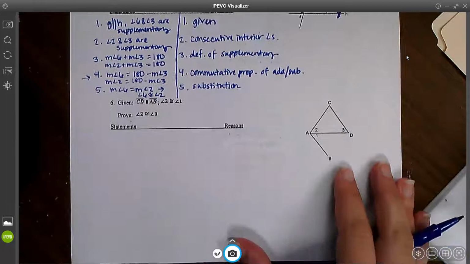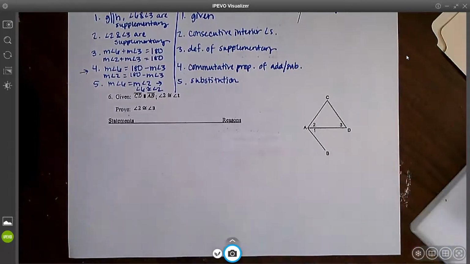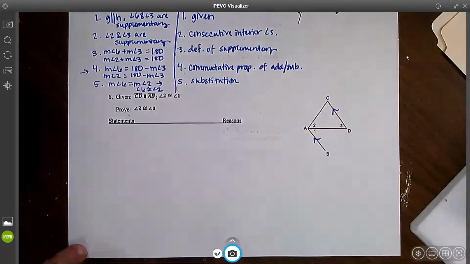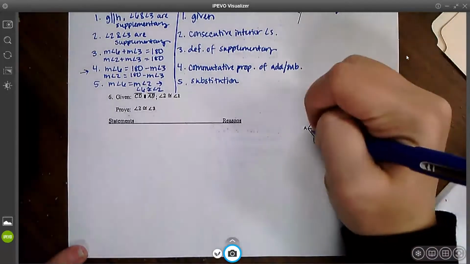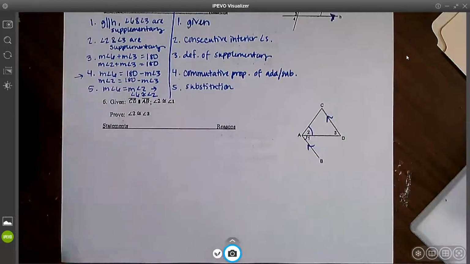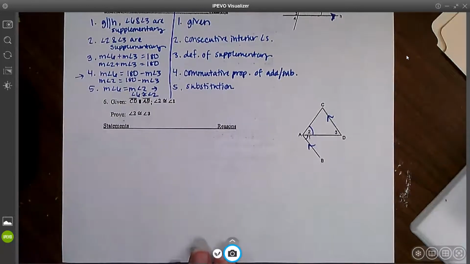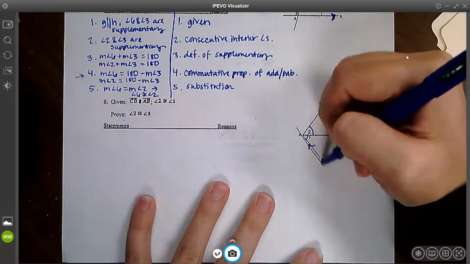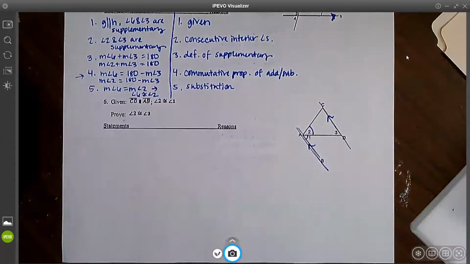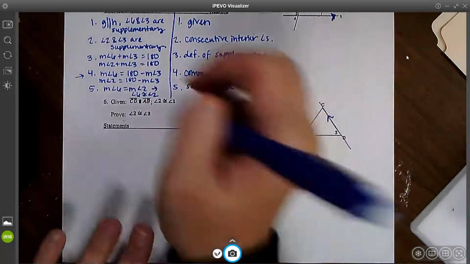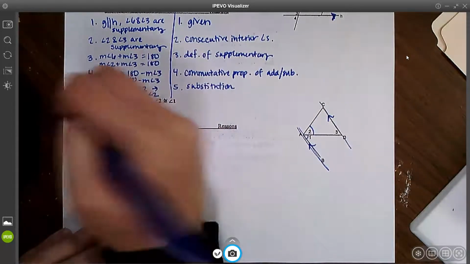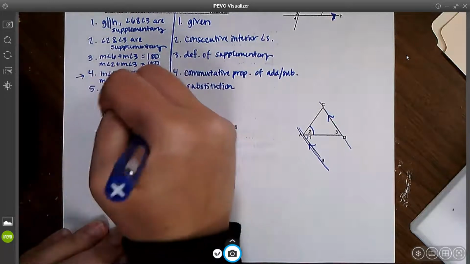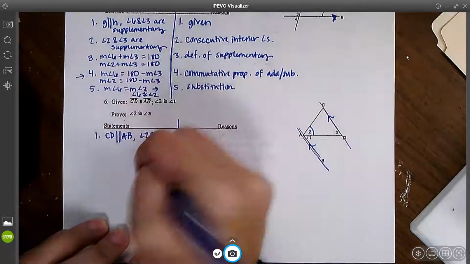And then the last one I'm going to do with you, given CD is parallel to AB, and angle 2 is congruent to angle 1, prove that angle 2 is congruent to angle 3. So since these guys are parallel, it's good sometimes to extend them so you can get a better picture of what's going on. I'm going to start with my given. So CD is parallel to AB, and angle 2 is congruent to angle 1.